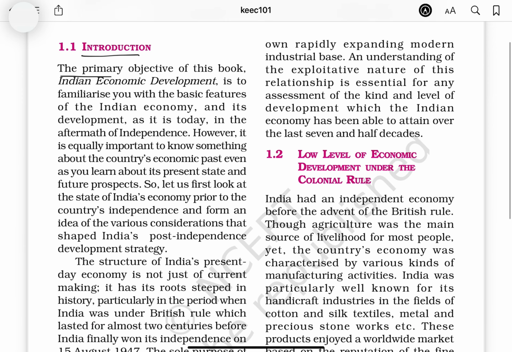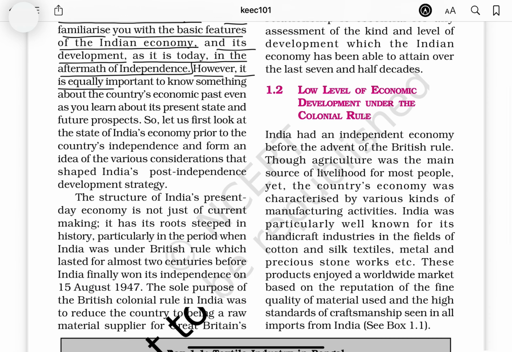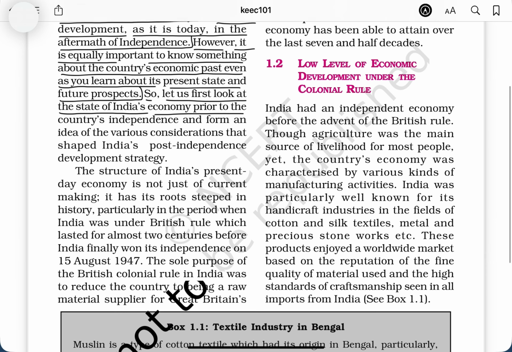Introduction. The primary objective of this book, Indian Economic Development, is to familiarize you with the basic features of the Indian economy and its development as it is today in the aftermath of independence. However, it is equally important to know something about the country's economic past even as you learn about its present state and future prospects. So, let us first look at the state of India's economy prior to the country's independence and also the various considerations that shaped India's post-independence development strategy.